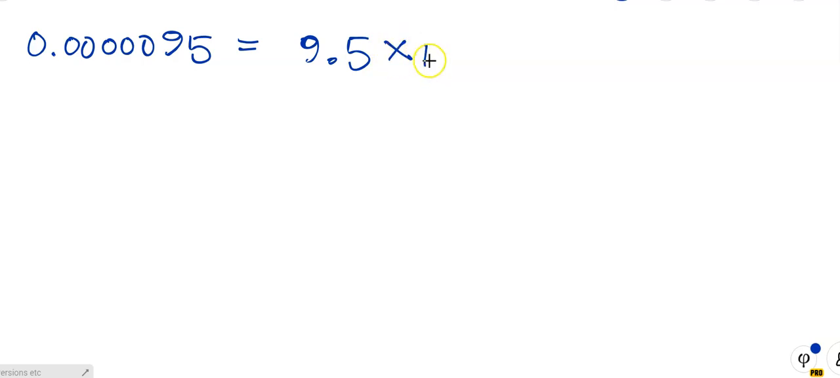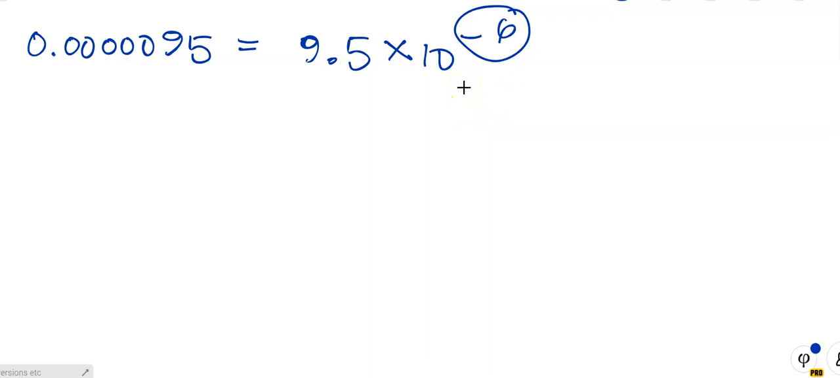So I say times 10 to the power. I made this number 6 digits bigger, so I must make it 6 digits smaller. There we go. So that number is in ordinary notation and that number is in scientific notation. Is that number in engineering notation also? Yes, it is, because its exponent is in multiples of 3. So that number is scientific notation and it just happens to be in engineering notation as well.